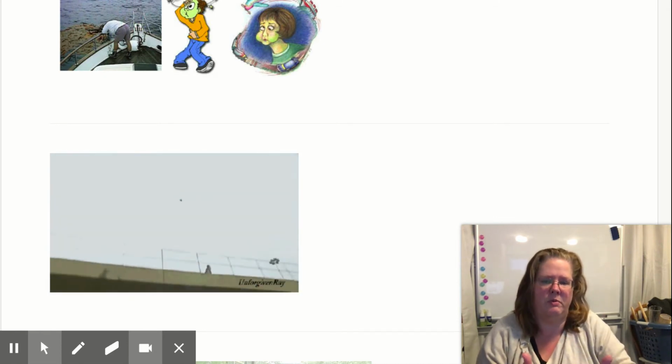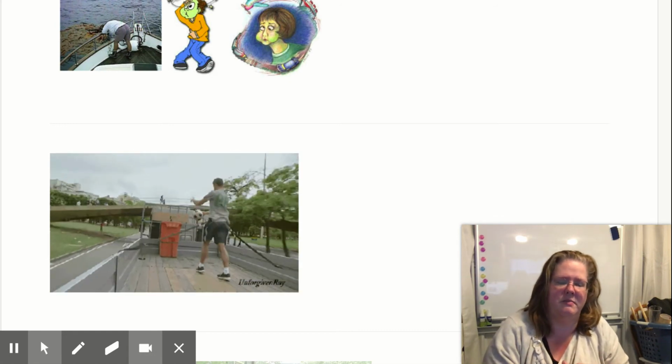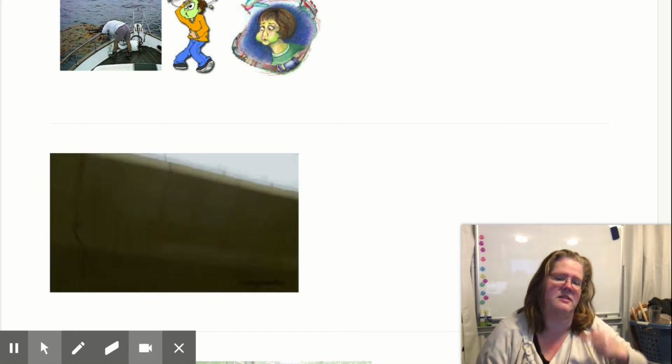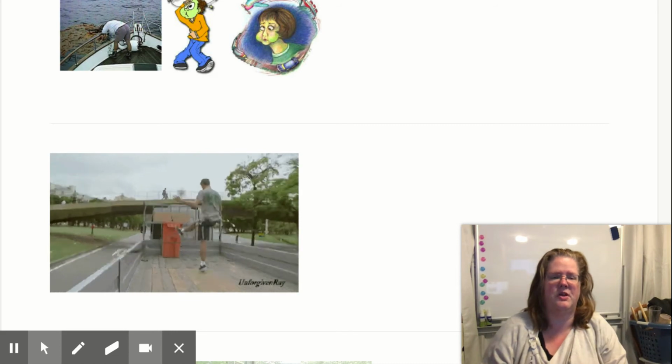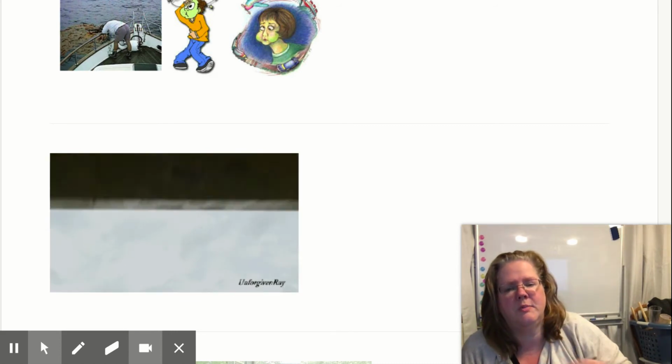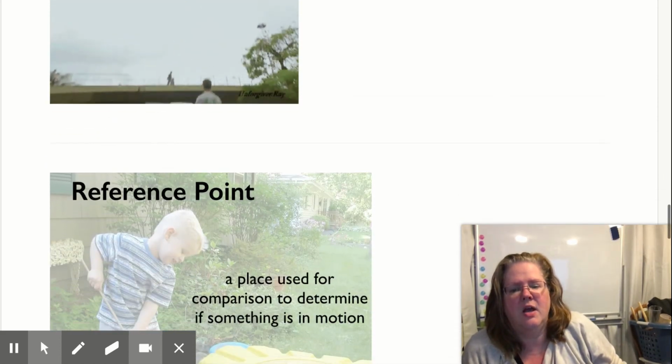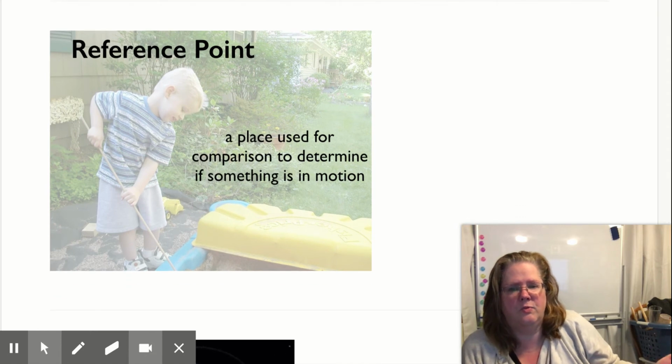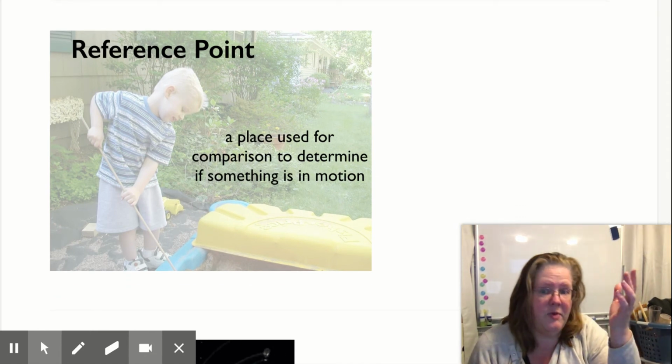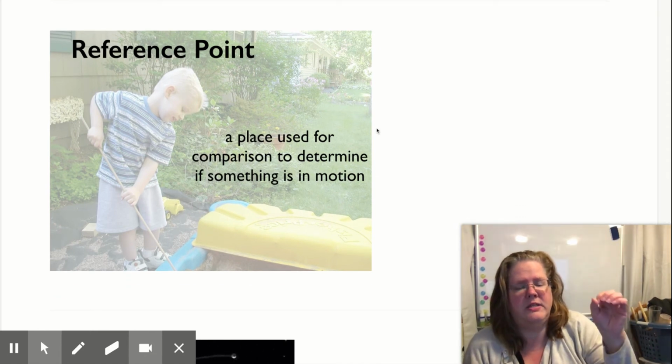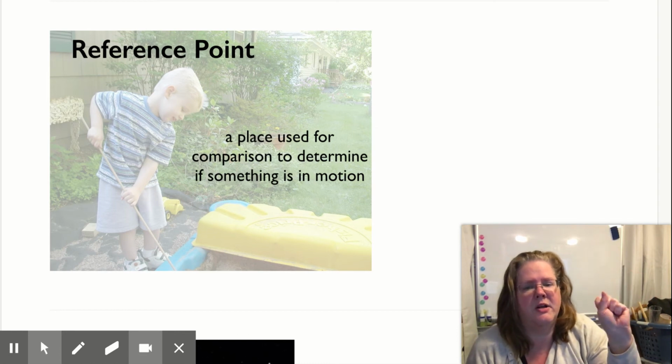He's kicking in forward momentum. And so from the outside, it's like this huge arc that ball is traveling, not a short arc. What you're going to be doing now are two things. We're really going to look at reference point and that frame of reference. A reference point is just a place used for comparison to determine if something is in motion.